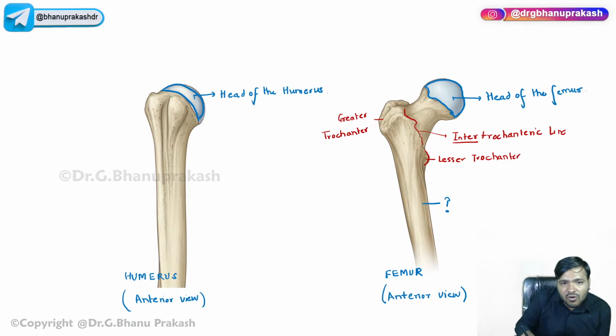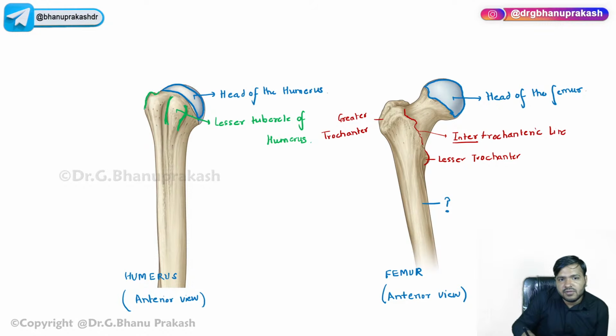These are the small rounded projections which you can see over here. This is the lesser tubercle of the humerus. A tubercle is nothing but a rounded appearance which you can see over here. Lesser tubercle of the humerus, right?